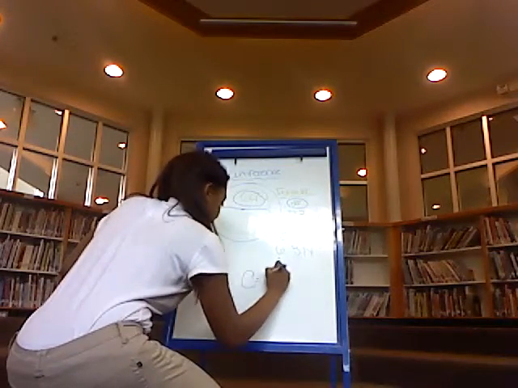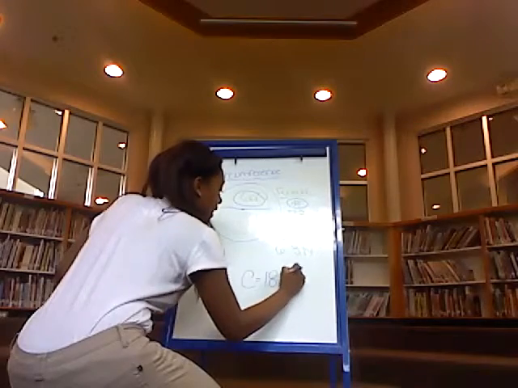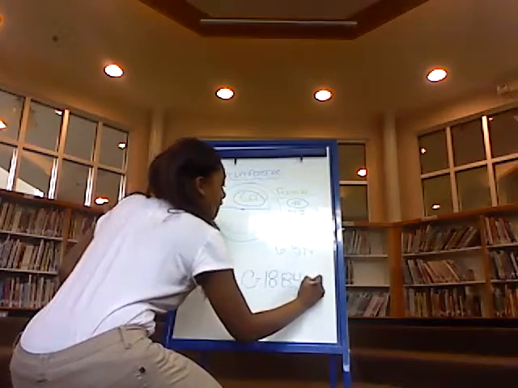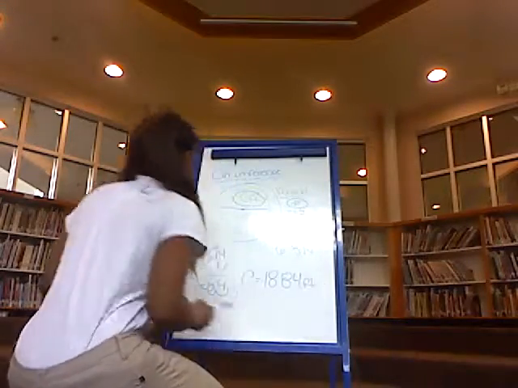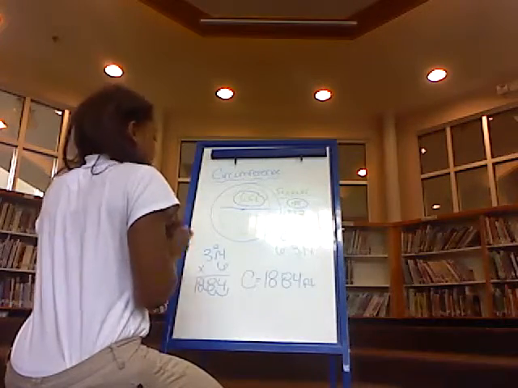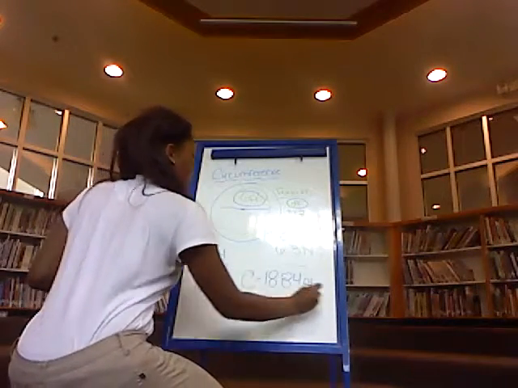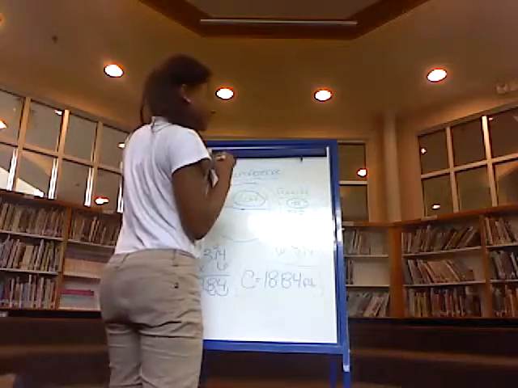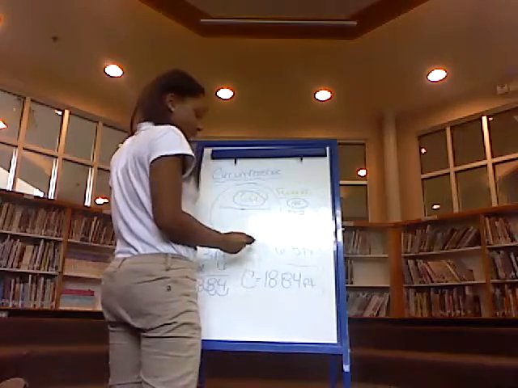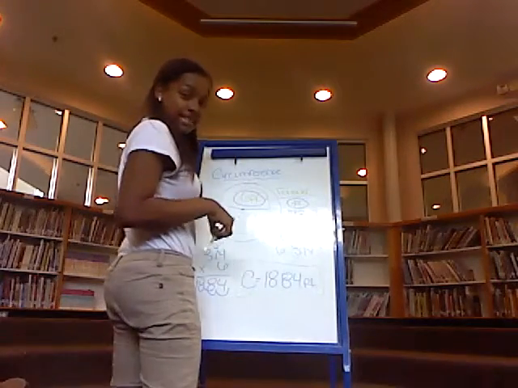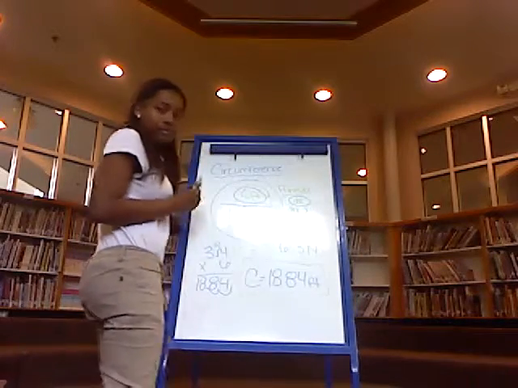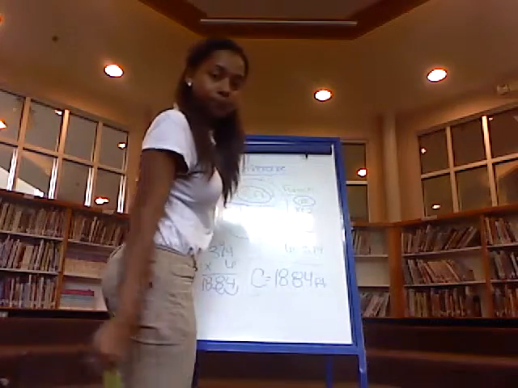Circumference equals 18.84 feet. Do not forget your units. So that means around this whole circle is 18.84 feet. So that was the first practice problem.